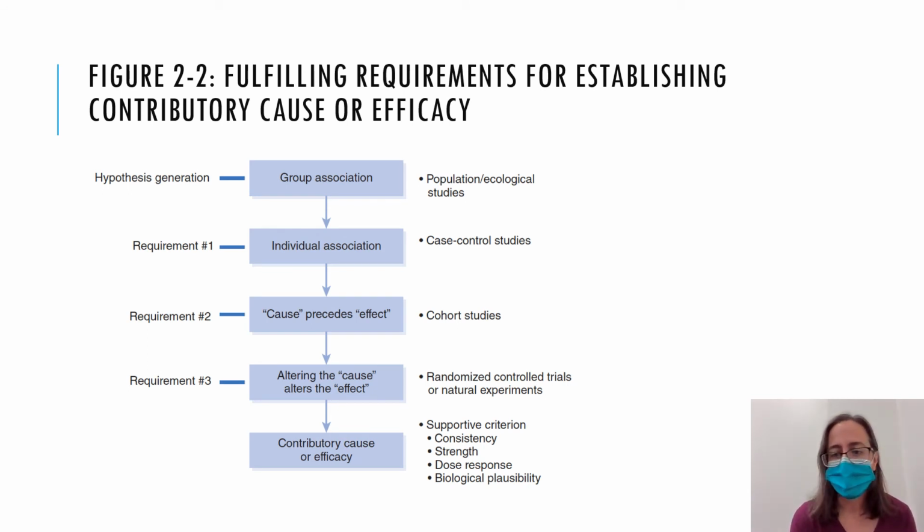So let's put it all together. Group associations give you an idea of what might be going on based on population studies. And then you're going to do some case control studies to see if there's an individual association, cohort studies to look for the timing, randomized controlled trials if you can, but if you can't, then you're going to look for this other supporting evidence.